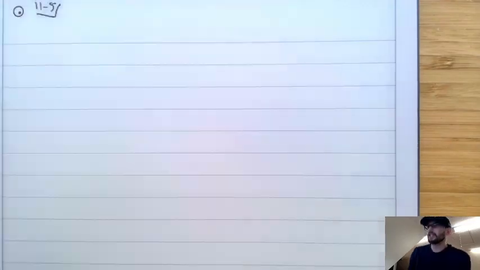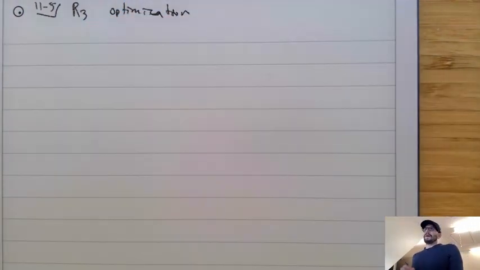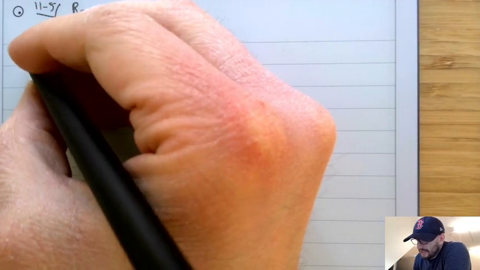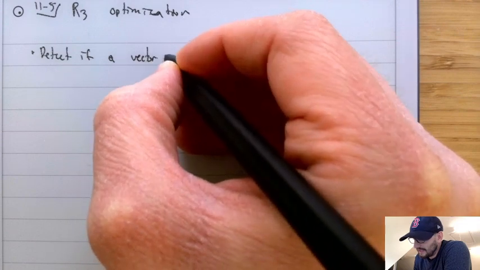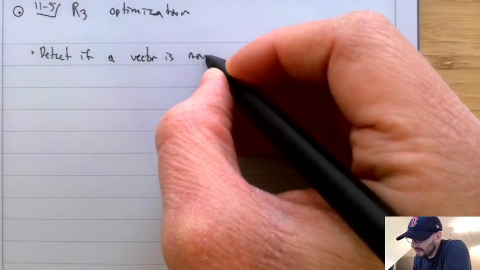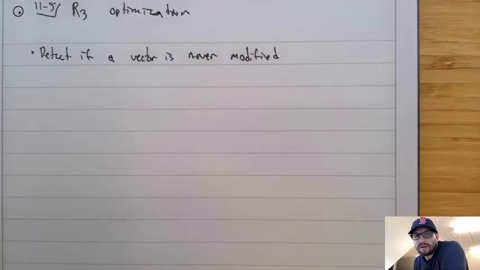So what kind of optimizations do we want to do on R3? We'll call this R3 optimization. Here are some things that we could do. What we could do is detect if a vector is never modified. And if it's never modified, we could inline it.